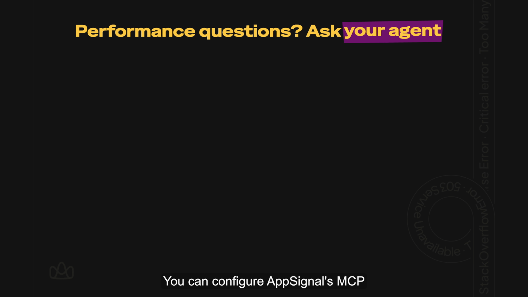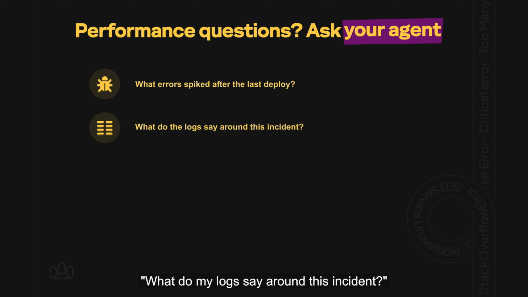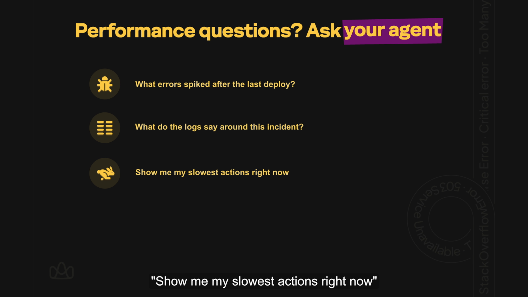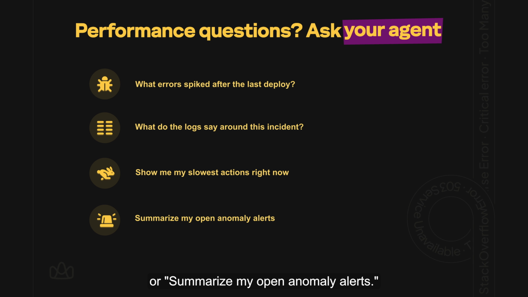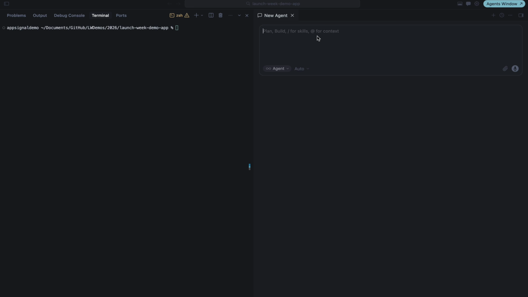You can configure AppSignal's MCP server in just a couple of clicks, then literally ask it questions like, what error spiked after the last deploy? What do my logs say around this incident? Show me my slowest actions right now, or summarize my open anomaly alerts. Let's take our new MCP server for a spin. I'm going to ask it if it found any bugs since my last deploy.